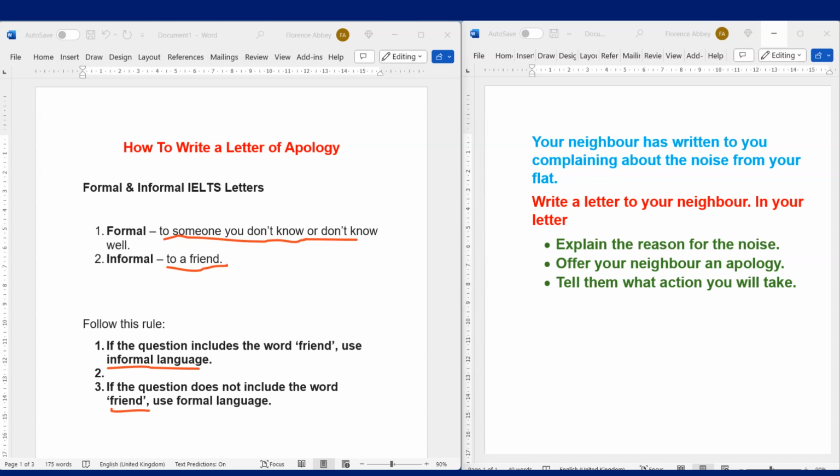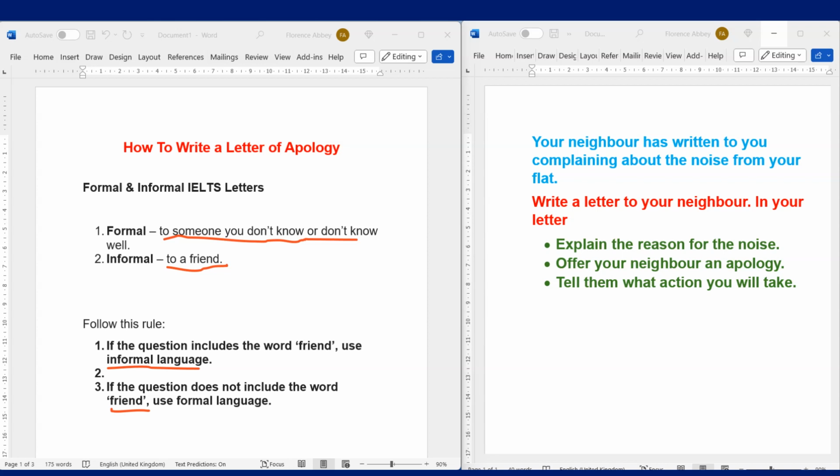If you are writing to a friend, make it informal. If you are writing to somebody you don't know, write it in a formal tone. If you are writing to a close relative, write it in an informal tone. But if you are writing to a neighbor, assume that you don't know the neighbor. So write it in a formal tone. For that reason, it will lead us to the opening of our letter.